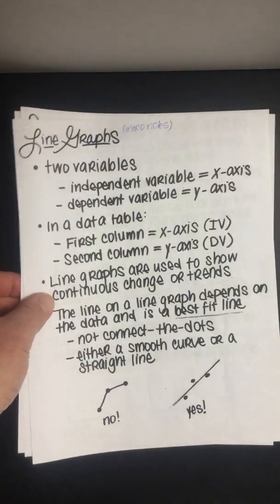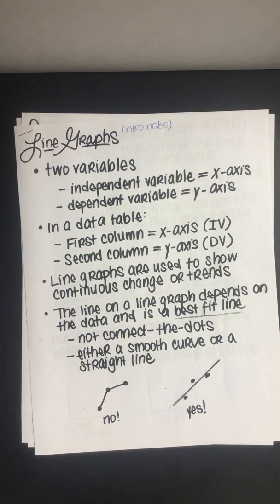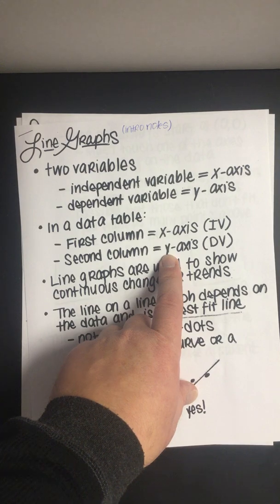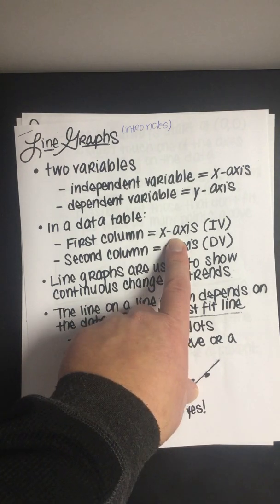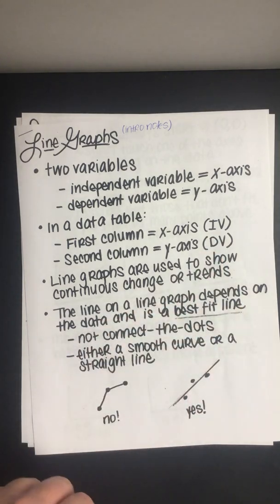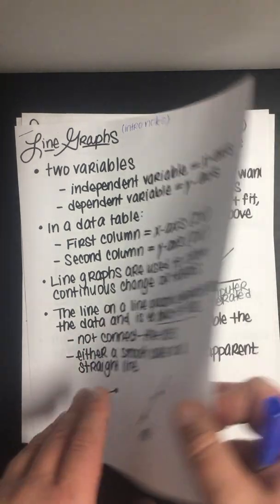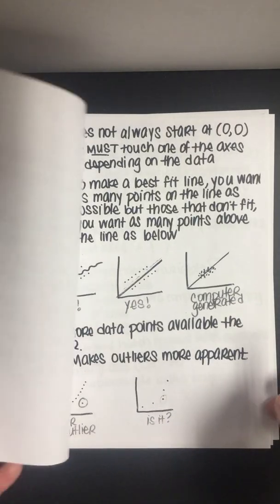So here we go. There are variables, and we have an independent variable and a dependent variable, which we should know by now. On the y-axis, always the dependent. On the x-axis, always the independent, what you're changing. Okay? They show trends, and we're going to go over this no dot the dot stuff versus dot the dot.